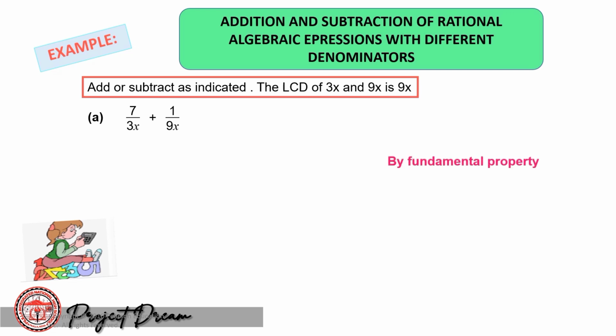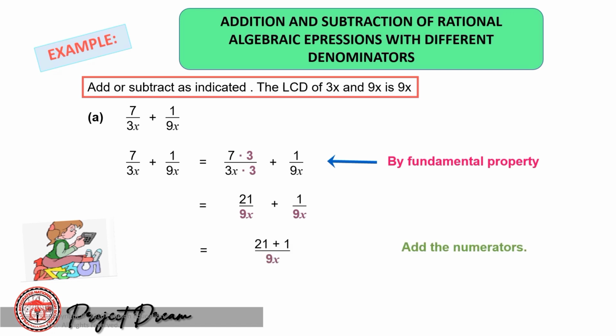Therefore, by the fundamental property, 7 over 3x plus 1 over 9x is equal to 7 times 3 over 3x times 3 plus 1 over 9x. Multiplying 7 and 3, we have 21. Multiplying 3x times 3 is 9x, plus 1 over 9x. Now, adding the numerators, we have 21 plus 1 is 22 over 9x.